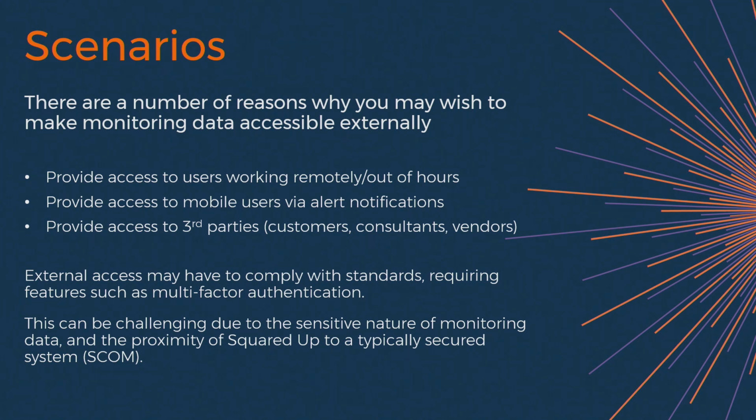So the proximity of Squared Up and SCOM to the DMZ is usually pretty far separated. If you go, oh yeah, we want to deploy Squared Up and a SCOM management server into the DMZ, you're probably going to get told no. So this could be a challenge as well: how do you actually tunnel people all the way into what is probably your internal network without causing concerns about people using that as a jump box to attack other systems?